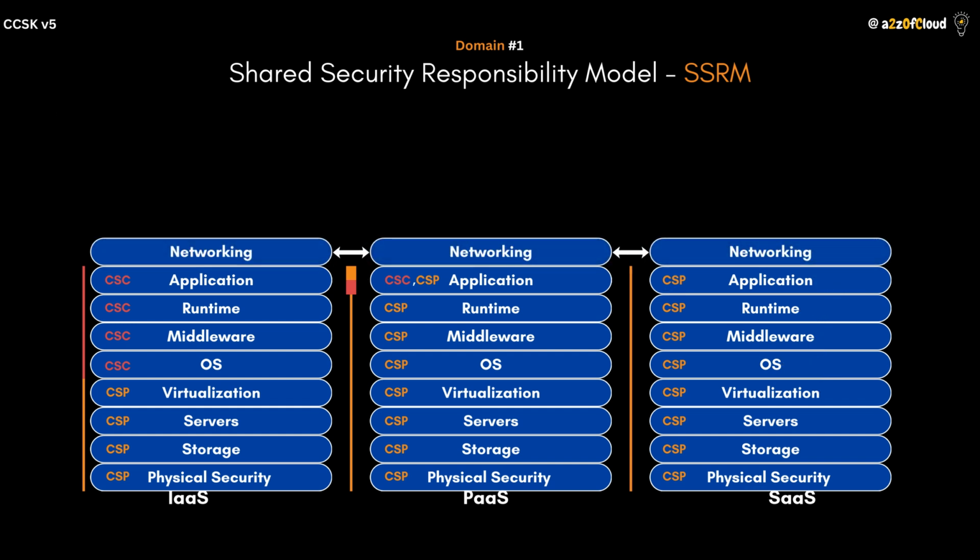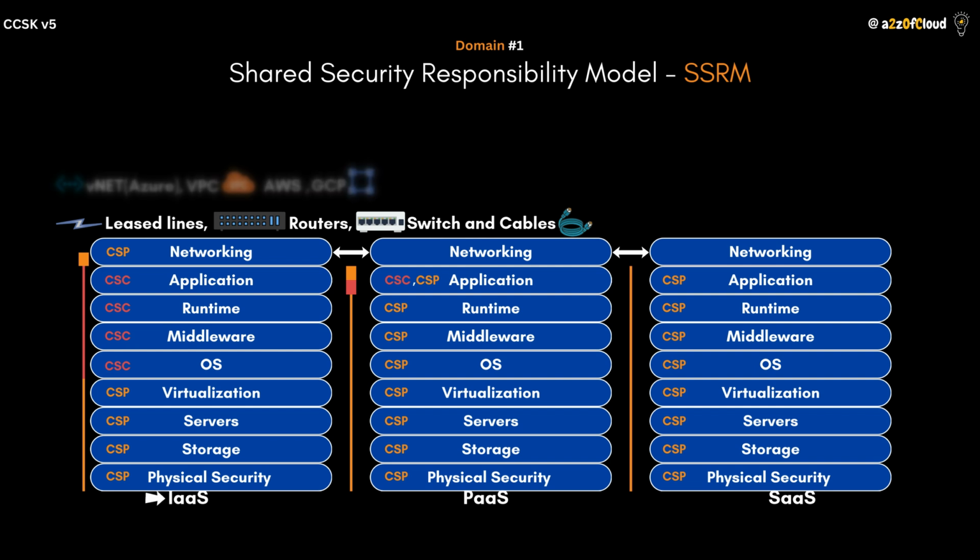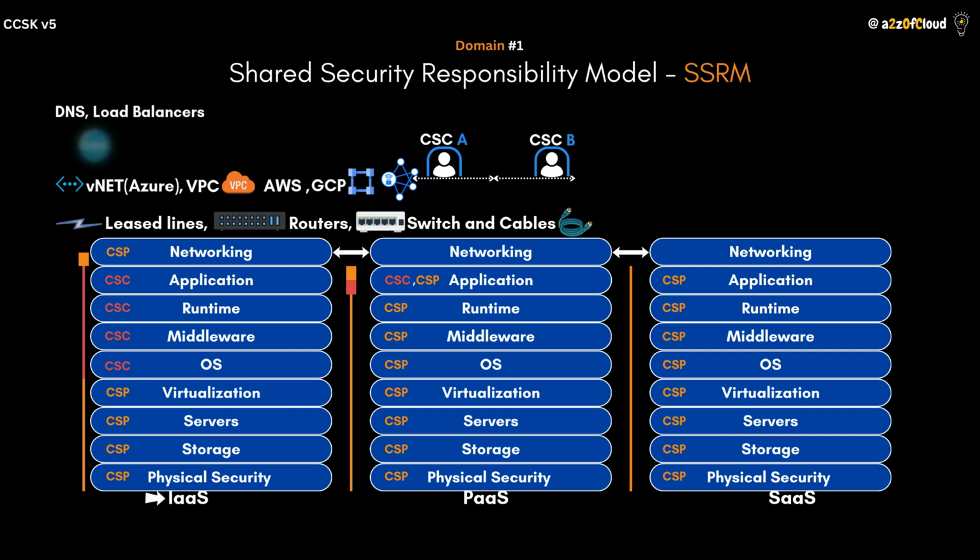The next layer in the shared security model is networking. In the infrastructure as a service model, the CSP secures the physical networking devices such as leased lines, routers, switches, and cables in the CSP's data center, secure virtualized network infrastructure such as virtual private cloud or VNets for the customer, ensure there is network segmentation and isolation between customers, offers managed DNS services, load balancing, and traffic distribution tools, provide tools for monitoring network traffic and generating logs.